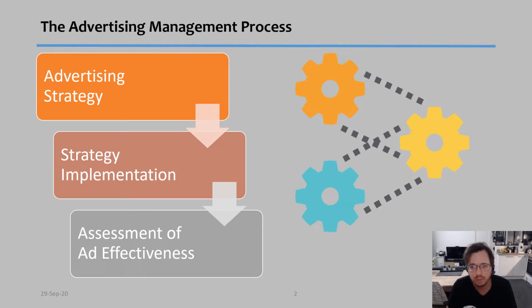Once that is done and once the strategy has been implemented and the campaign is running, you need another strategy to assess the ad effectiveness. In other words, to make sure that the ads that you created actually reach the objectives that you wanted them to reach. Without measuring the results of your advertisement campaign, you cannot know if your advertisements were a success or not.